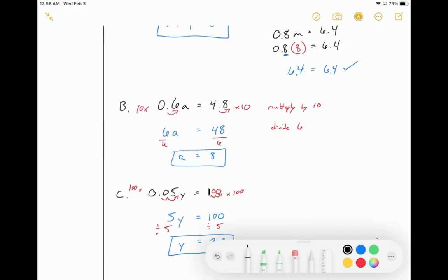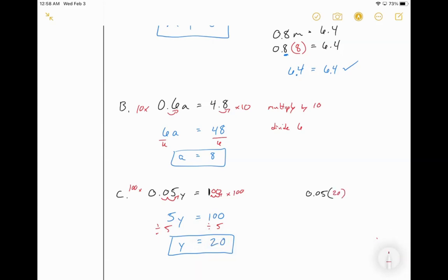And of course, if you want to check it, we can check it real quick. We have 0.05 times 20, which is the answer that we found, and it should equal our original number, which was 1. 20 times 5 is 100, but you have 2 decimal places, right? 1, 2. So I've got to go back 2 decimal places. So my decimal should be right here. So 1.00, is that equal to 1? Yeah, that works out. I know my y is equal to 20.